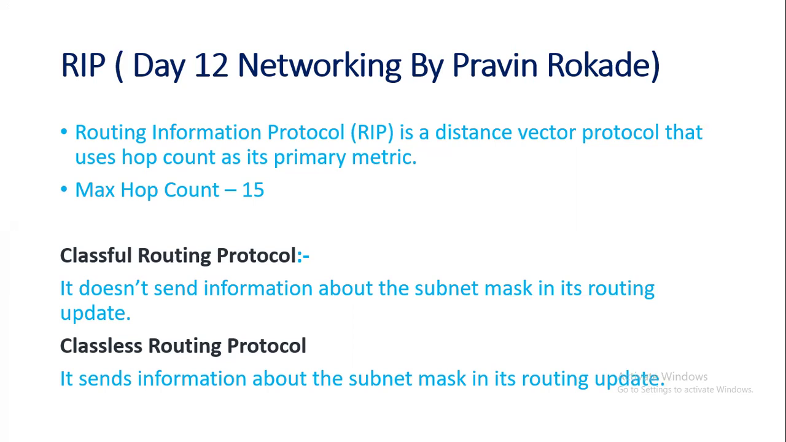If you have 15 routers in the network, you can use the RIP protocol, and if you want more than 15, you need to choose another protocol, that is IGRP or EIGRP or OSPF. We'll discuss those in upcoming sessions as well. Here we need to focus on two concepts. Classful does not carry the subnet mask information along the network, and classless carries the subnet mask information along the network.